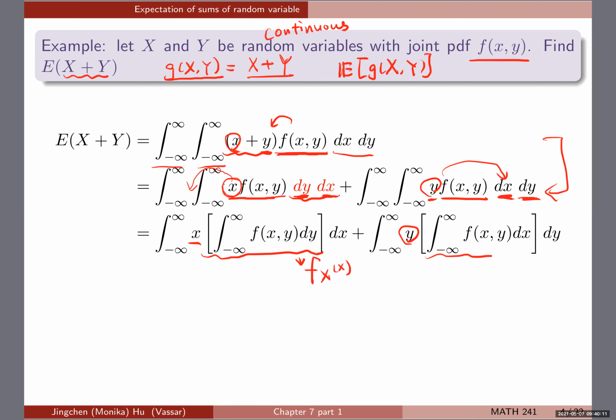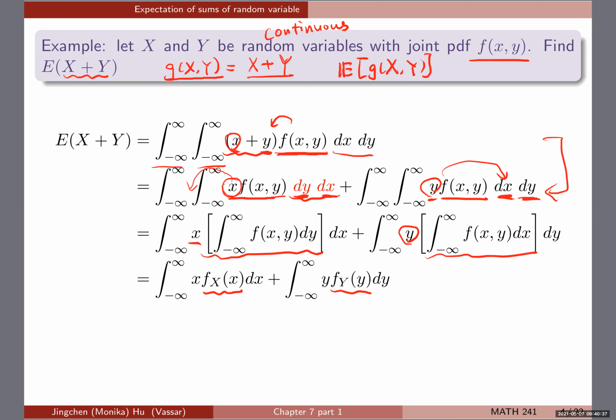Similarly, you're going to get the marginal of y over here. So that's what we're going to do for the next step. Let me try to erase maybe this part. But you know what I mean, right? So here we are getting the integral. The inner integral becomes a marginal density, the marginal PDF of x. And this is the marginal density of y over here.